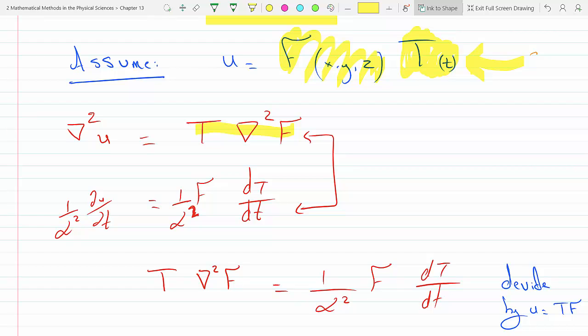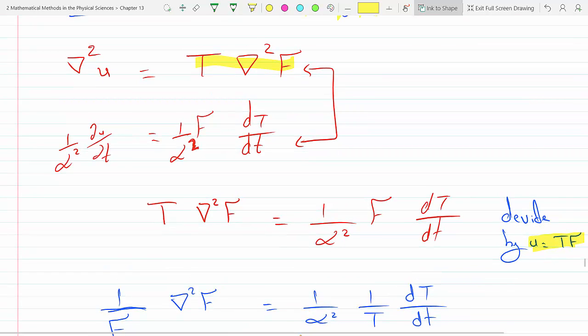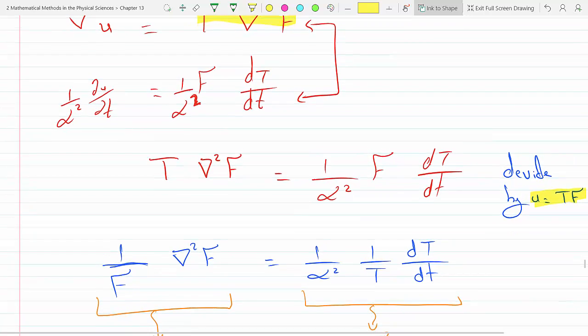At this point, I could divide by TF, which is actually U. I divide the left-hand side and the right-hand side by TF. On the left, T cancels, and I have 1 over F del squared F. On the right-hand side, the F cancels, and I have 1 over alpha squared times 1 over T dT over dt. So this is the original differential equation with my assumptions plugged into it, and then I divided by TF.